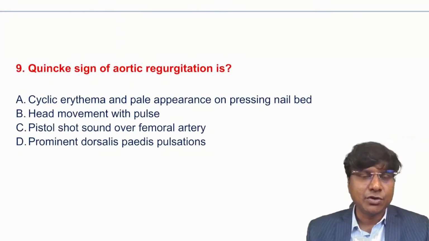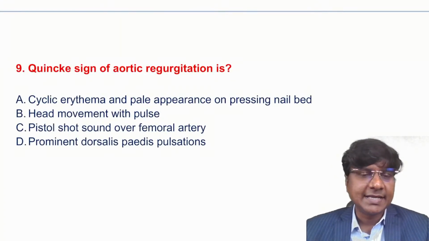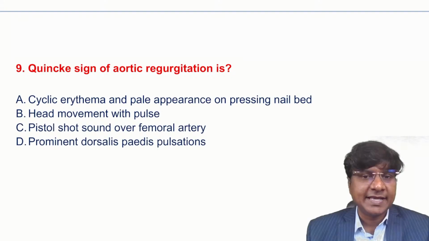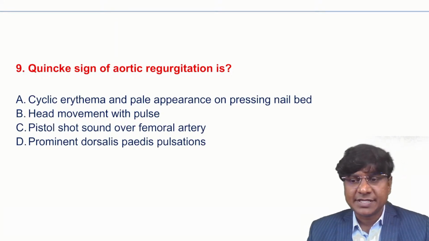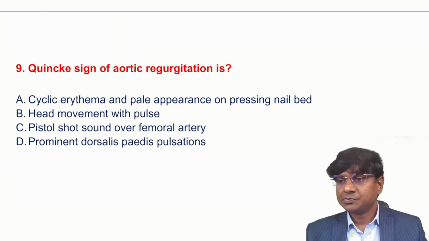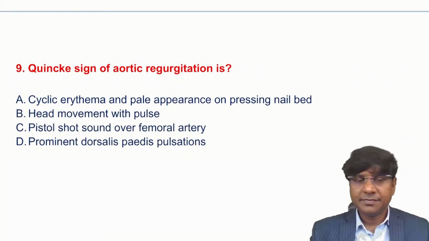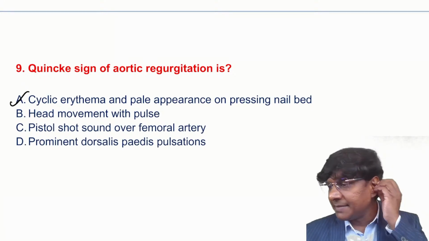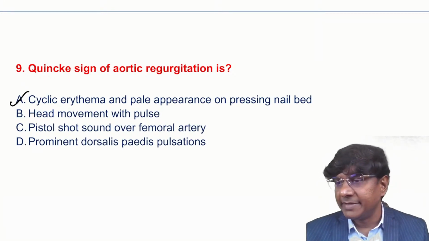Yeah, Quincke's sign of aortic regurgitation is cyclical erythema and pale appearance on pressing the nail bed, head movement with pulse, pistol shot sound over the femoral artery, prominent dorsalis pedis pulsations. Right. Now, in this question, what you will notice is that there will be cyclical erythema and pale appearance on pressing the nail bed, right?